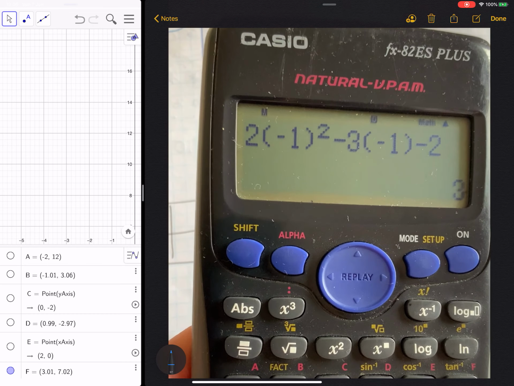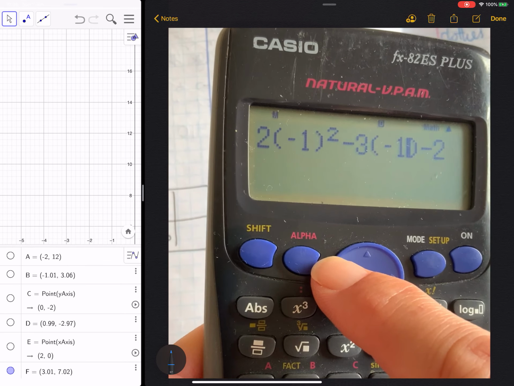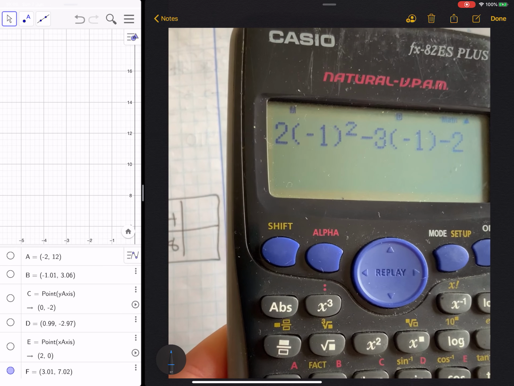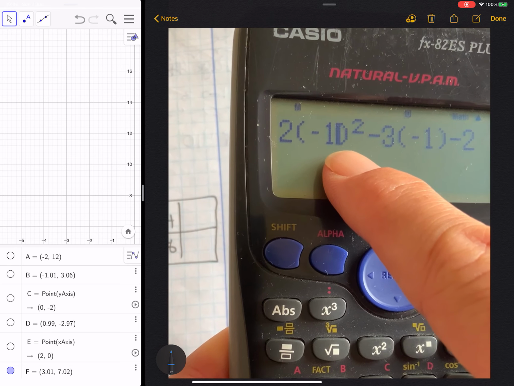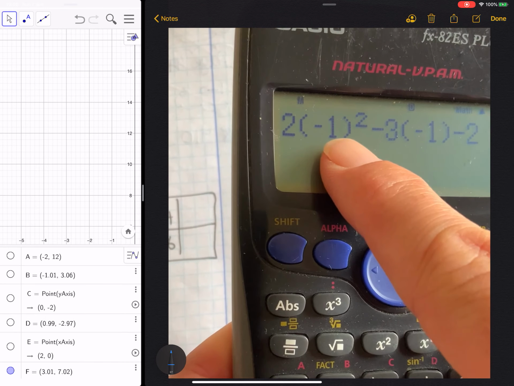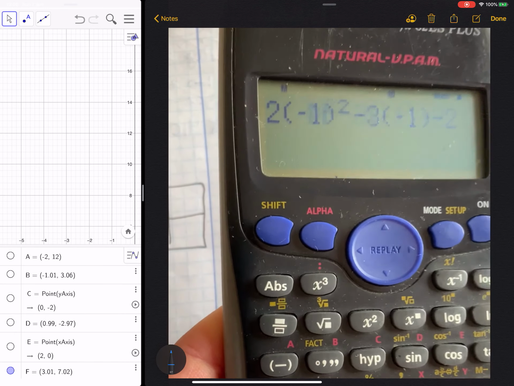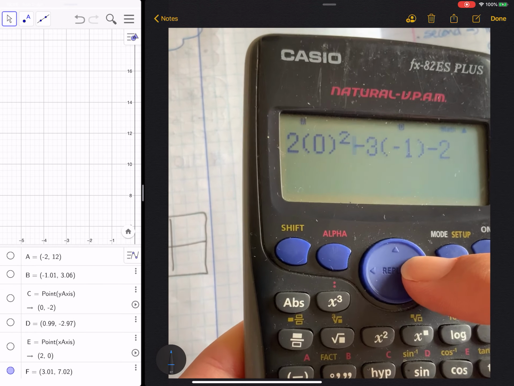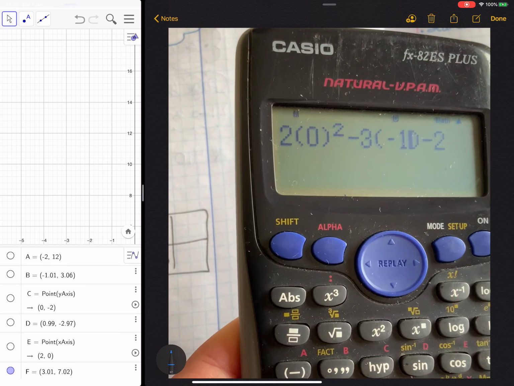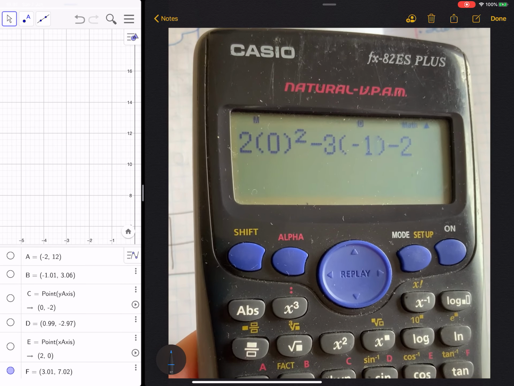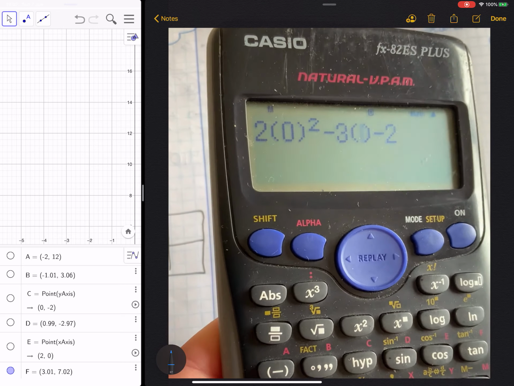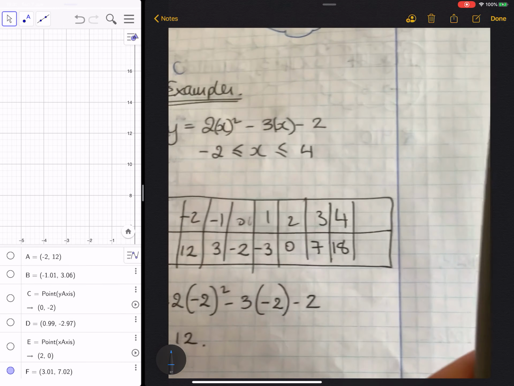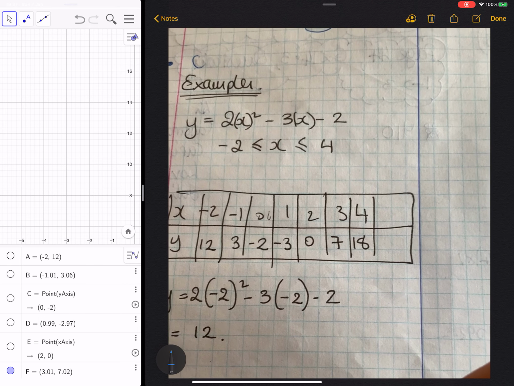So I'll just show you one more time. So I scroll up, okay, to before what I want to delete. So I want to delete the 1 and the negative, so I scroll to here, I delete and I delete and I put in 0, and I scroll along, I delete and I delete and I put in 0, and there is my value. And here you can produce all the values on your calculator.